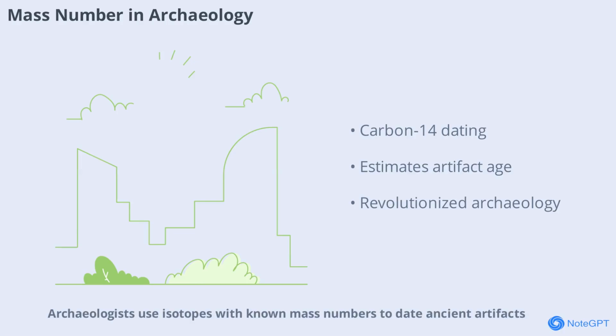Archaeologists use isotopes with known mass numbers to date ancient artifacts. Carbon-14 dating, for example, relies on the mass number of carbon-14 to estimate the age of fossils and relics. This technique has revolutionized our understanding of history and prehistory.